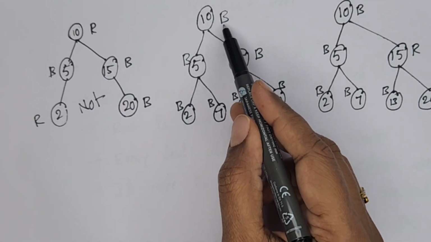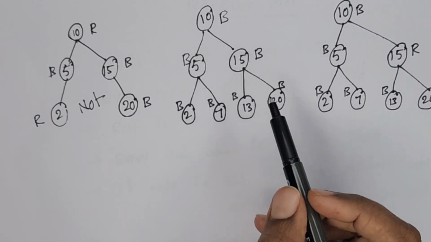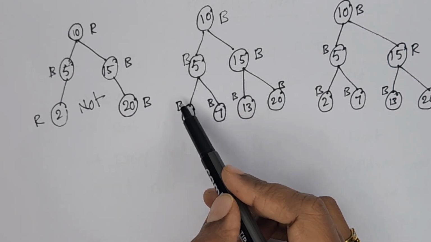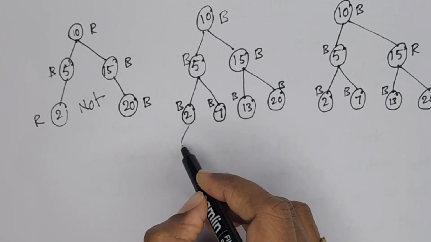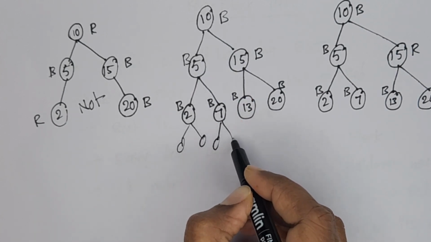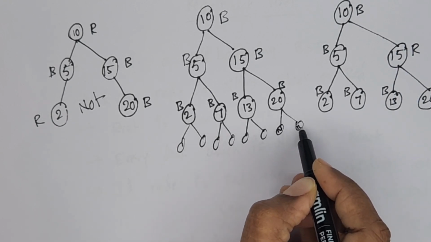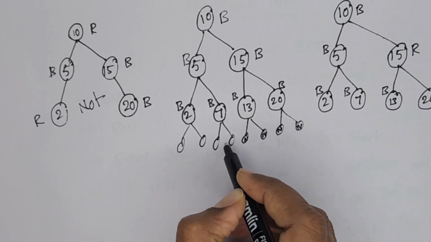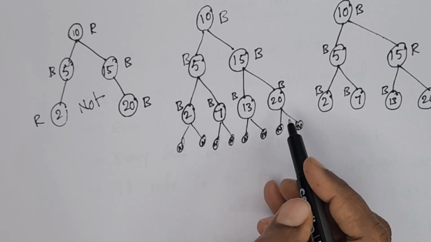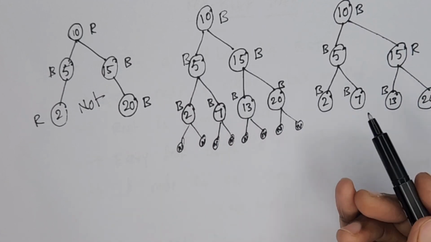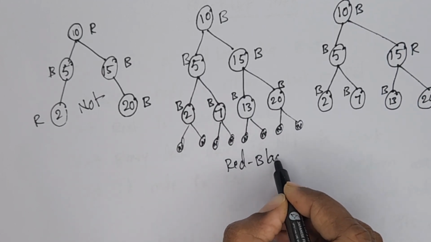And next, root is black. And anyway, all nil nodes are black only. And next, see, all these are blacks, and if you traverse from any node to any of its descendant nil node, these are nil nodes. So if it travels from any node to its descendant nil node, the number of blacks are same. So it is a red black tree only.